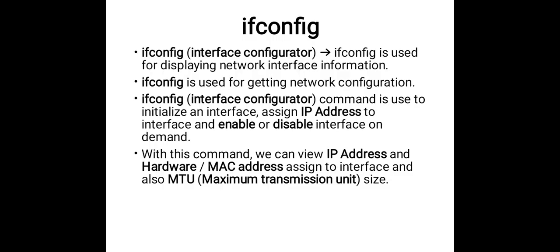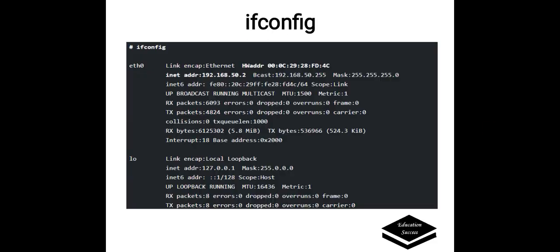Next command is the ifconfig command. Ifconfig means interface configurator. Ifconfig is used for displaying network interface information. Ifconfig is used for getting network configuration. This is used to initialize an interface, assign an IP address to an interface, and enable or disable an interface on demand. With this command, we can view the IP address and the hardware or MAC address assigned to the interface, and the MTU, that is the maximum transmission unit size.